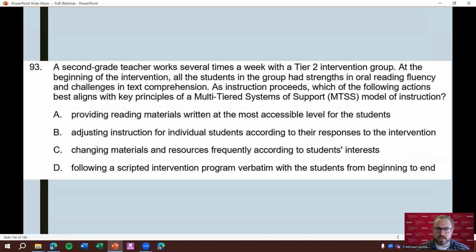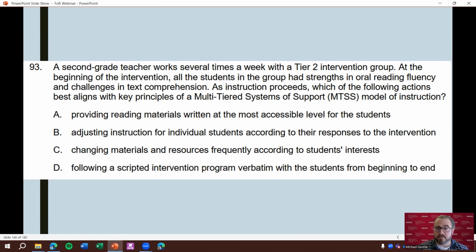The correct answer is B, adjusting instruction for individual students according to their responses to the intervention, right? So this is all about MTSS and how it's going. So you get a ton of information about the teacher and the several times a week and blah, blah, blah. And all of that, it's tier two, right? So I told you that tier two is that middle group, that small group instruction, and they have strengths, but that's not what the question is.